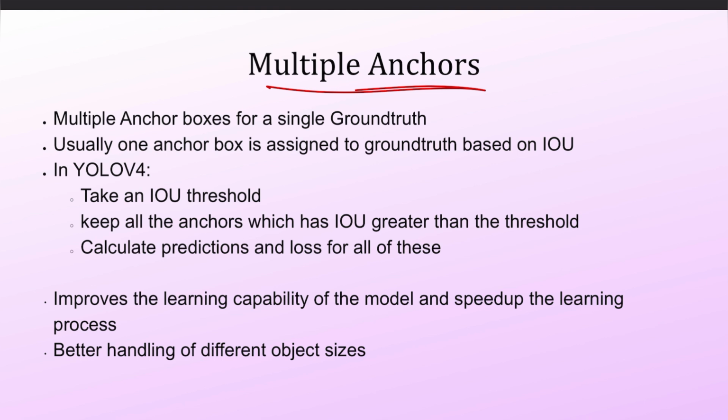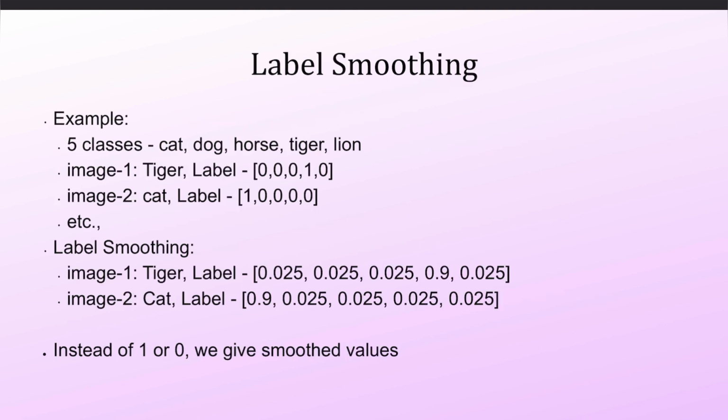In this way, for a single ground truth box, you can have multiple anchors learned for that. All of these might have an overlap greater than 0.7, so we'll keep all of these boxes and calculate the loss based on the adjustment for the bounding box as well as classification. It improves the model capability and also speeds up the training. It can help in handling different object sizes because you are trying to learn the ground truth from different anchor box sizes. And the next concept is label smoothing.